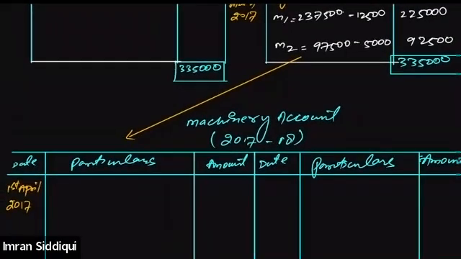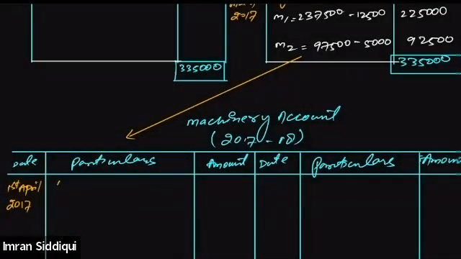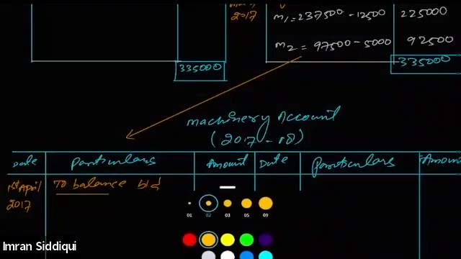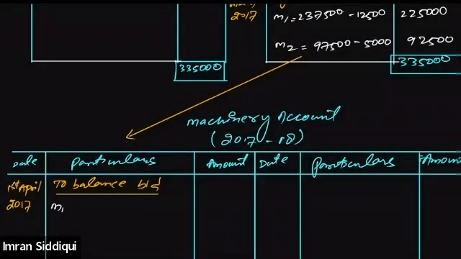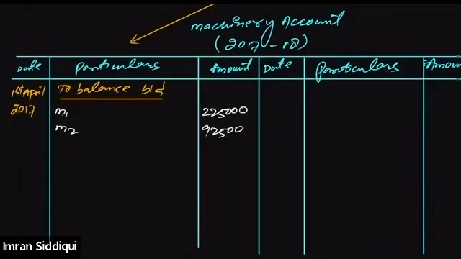So we'll write down the opening balance, to balance b/d. For the first machine, value is 2,25,000. And for the second machine, opening balance will be 92,500. Okay, is that clear?